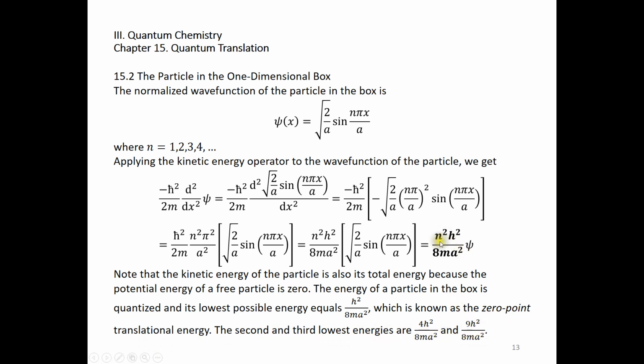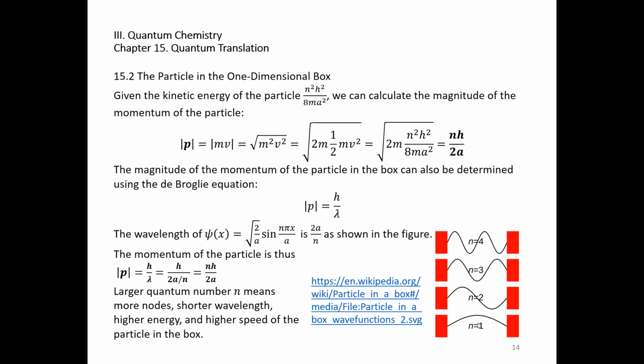You simply have n equals 2 in this case, n equals 3 in this case. Now, given the kinetic energy of the particle, we can easily compute its momentum, because the magnitude of the momentum is just mv, and mv is the square root of m squared v squared, which is the square root of 2m times the kinetic energy. So you can see this is equal to this.